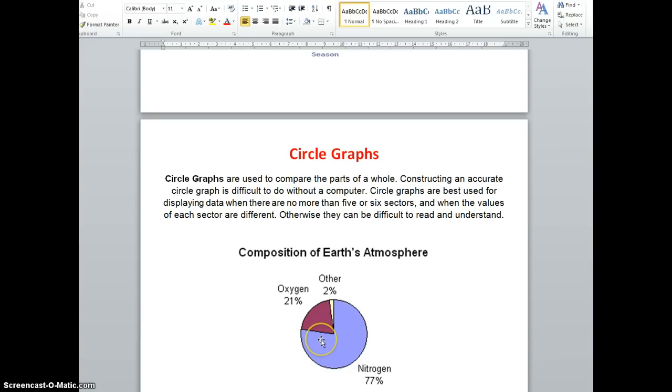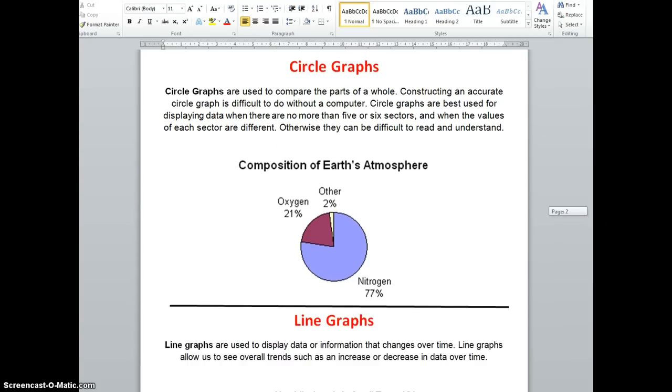The next biggest section, oxygen. Oxygen represents 21% of our atmosphere. And lastly, there's some other stuff in there. Other, 2%. So that's our atmosphere. This is 100% of our atmosphere, and these are the different sections of the circle graph. So, circle graph, parts of a whole.